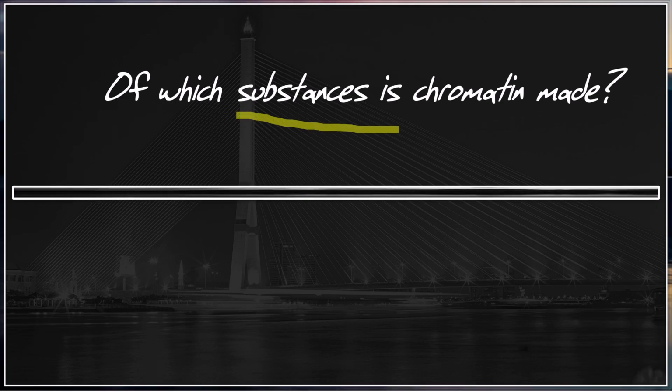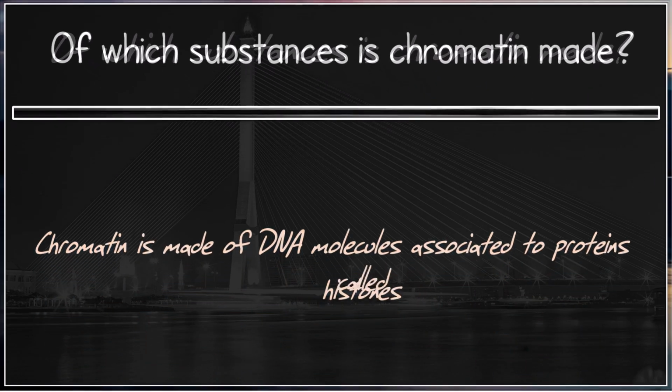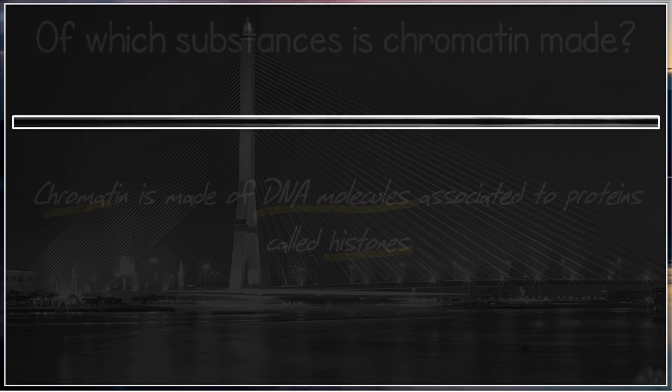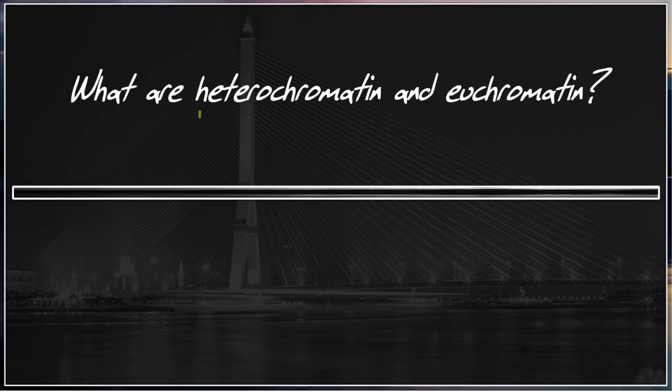Of which substance is chromatin made? Chromatin is made of DNA molecules associated with proteins called histones. What are heterochromatin and euchromatin?